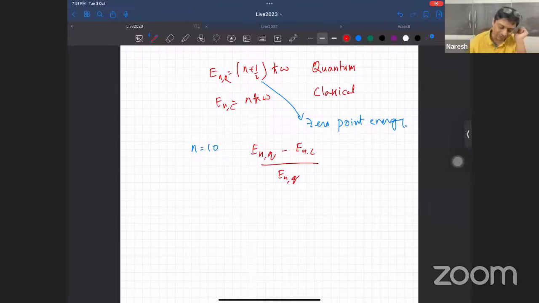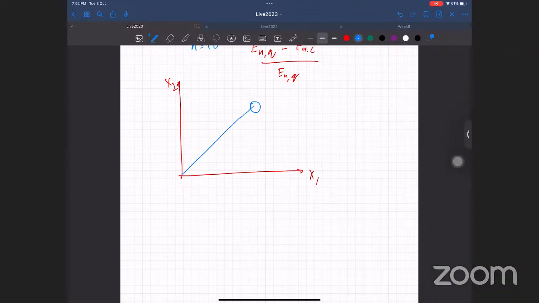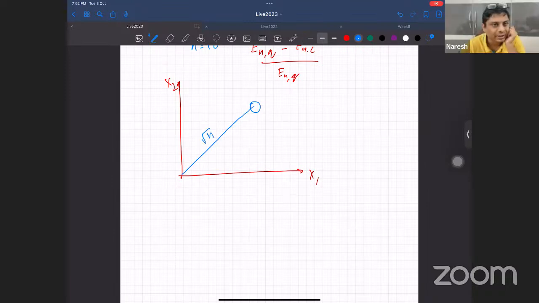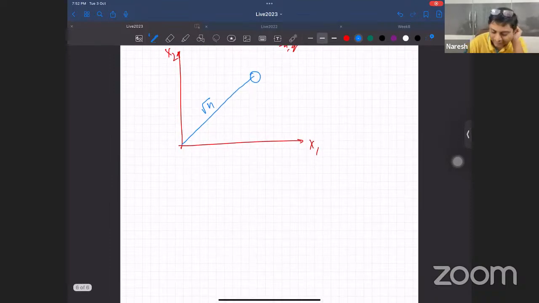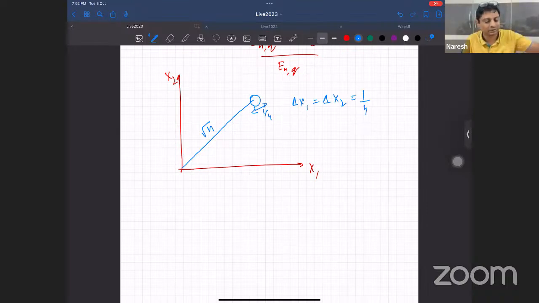Another way of thinking about it is in terms of the quadratures. This is my x1, this is my x2. How am I representing my number state, or a coherent state? I put it as a region of uncertainty here. Now, what is this distance? This is most probably the root of n, the number of photons. And this is the uncertainty. Delta x1 equals delta x2 is roughly 1/4 for a coherent state, for a perfect laser or something like that.